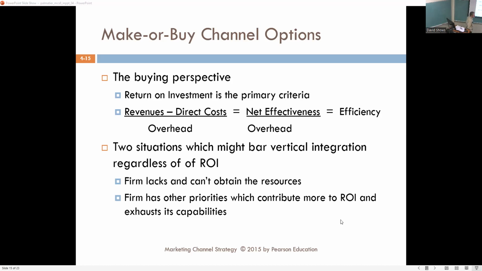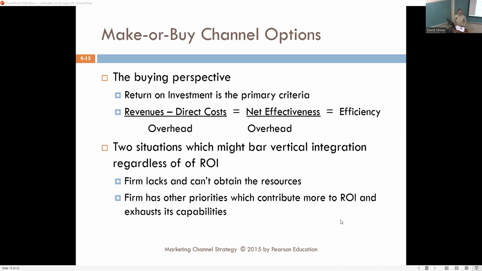You have three major categories. You have revenues, which is basically exactly what it says. It's all of the sales that are generated before costs. Then there are direct costs, all the costs that are directly associated with producing those particular goods.